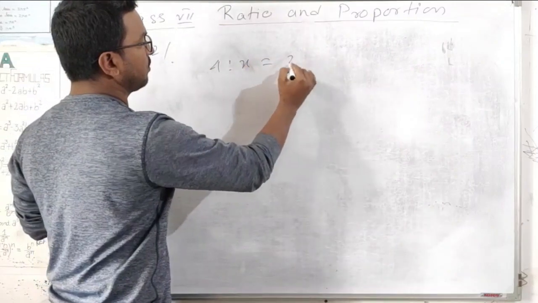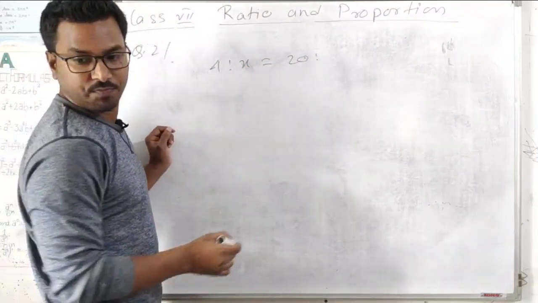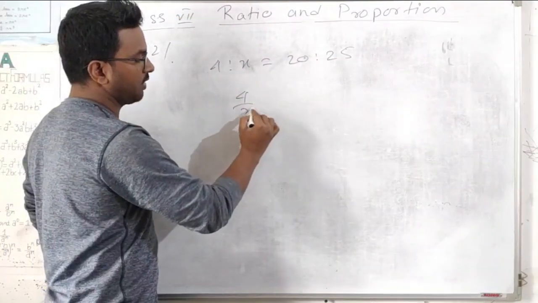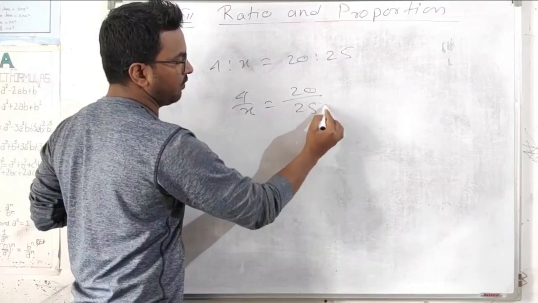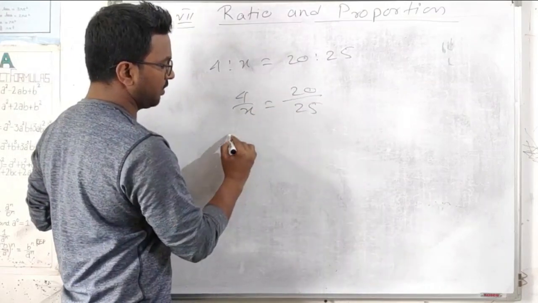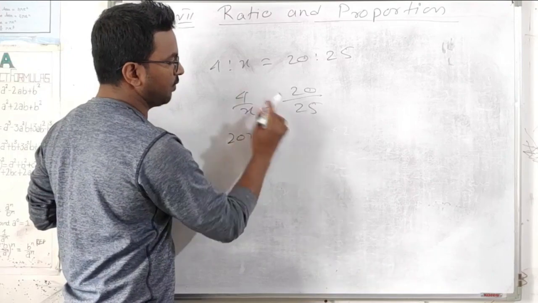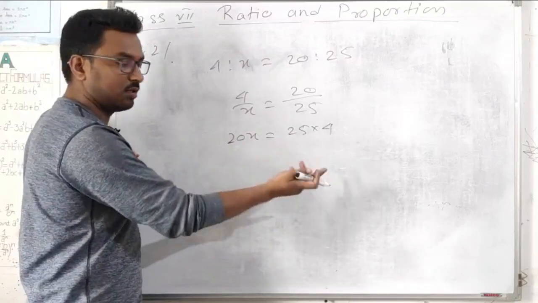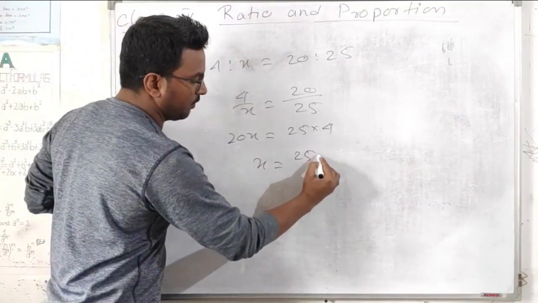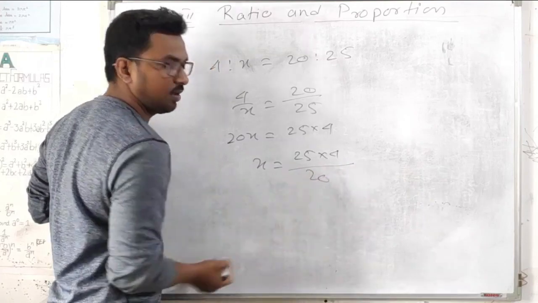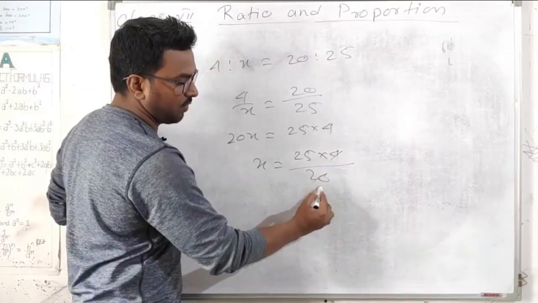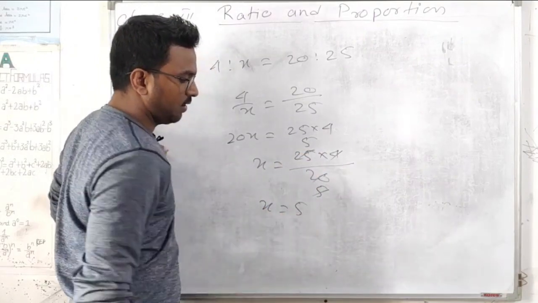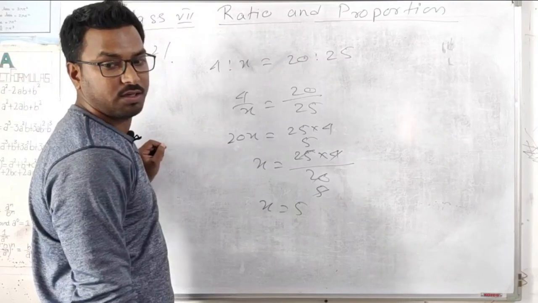4 is to x equals 20 is to 25. Okay, so this can be written as 4 by x and 20 by 25. So cross multiply, how much will you get? 20x, and if you multiply 25 into 4, take this 20 to the other side, it will divide. 25 into 4 by 20. So 4 5s are 20 and 5 5s are 25. So x equals 5. This is how we can find the value of x in proportion.